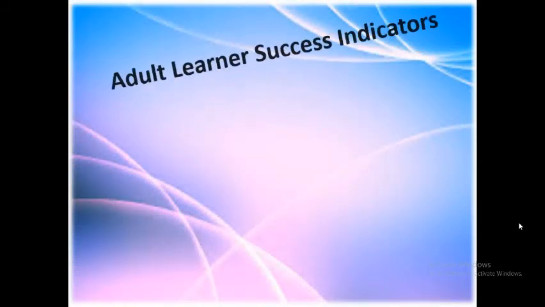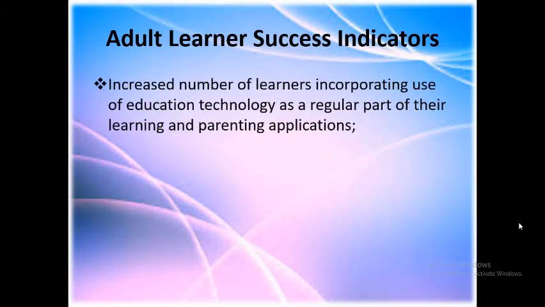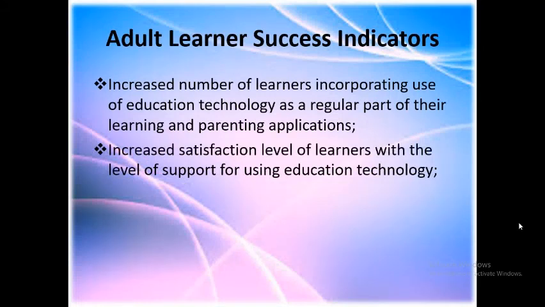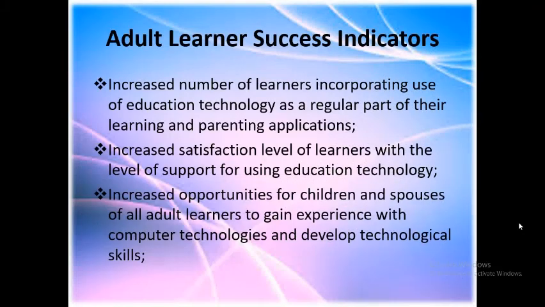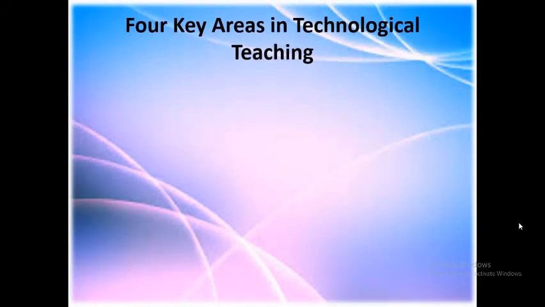And next is adult learner success indicators. So these are the indicators if the students or learners are successful using the technology. So it increased the number of learners incorporating use of education technology as a regular part of their learning and parenting application. And it also increased satisfaction level of learners with the level of support for using education technology. And it increased opportunities for children and spouses of all adult learners to gain experience with computer technologies and develop technological skills. And next is four key areas in technological teaching.